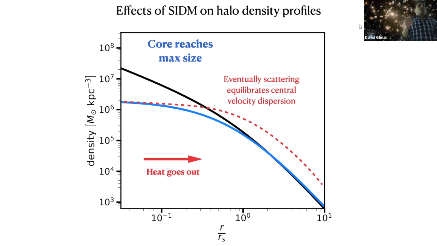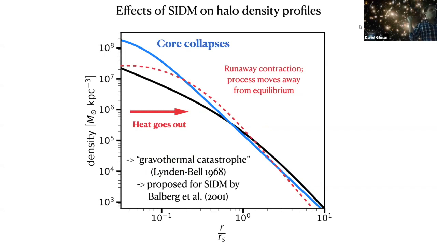And once you reach this stage, something very interesting happens, and you actually have a runaway contraction of the halo's density profile. This process is called core collapse. When it was first proposed, almost 40 years ago, this was called the gravothermal catastrophe, and that's because it's an out of equilibrium runaway contraction of the halo. And then it was about 30 years later that it was pointed out that self-interacting dark matter is actually a more natural way to produce this effect than the original mechanism that Lynden-Bell had in mind in 1968. So this idea has been around for a while.